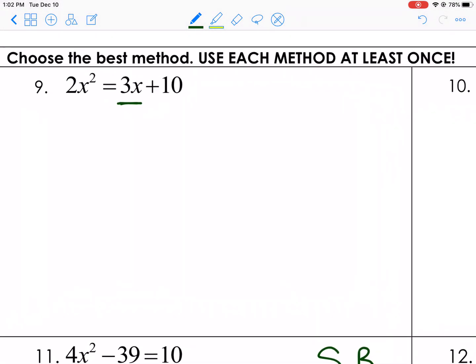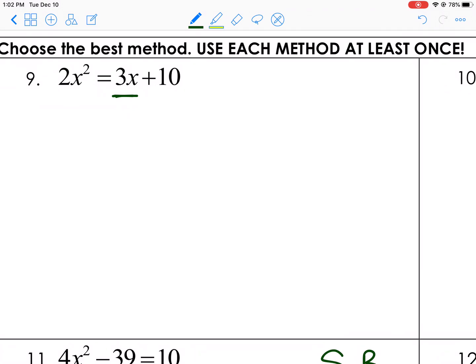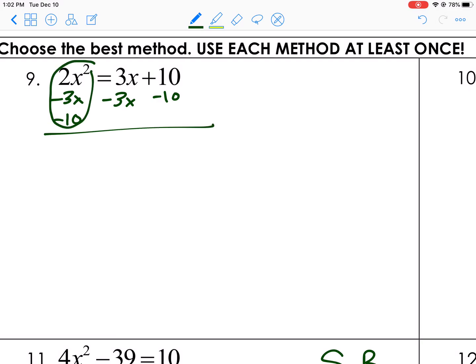So to decide if we want to factor or what we can factor, we would probably want to write the equation in standard form. So I'm going to subtract 3x from both sides, subtract 10 from both sides. Now I don't have any like terms to subtract from over here, so it's going to end up being 2x squared minus 3x minus 10 equals 0.